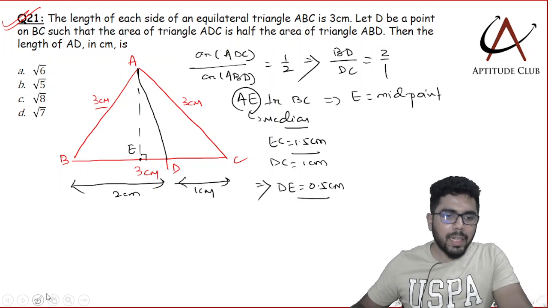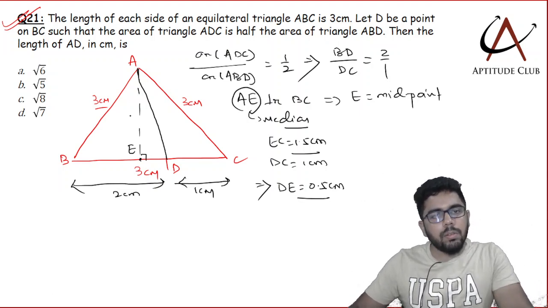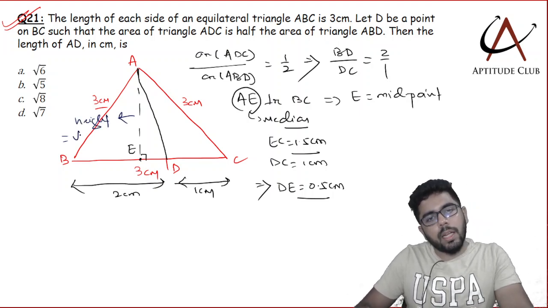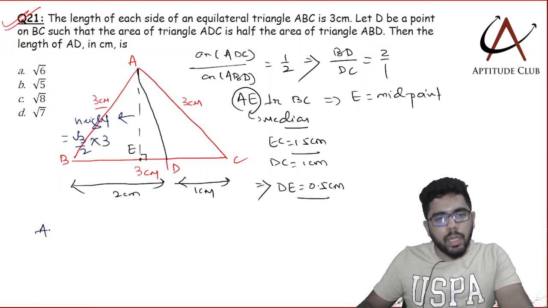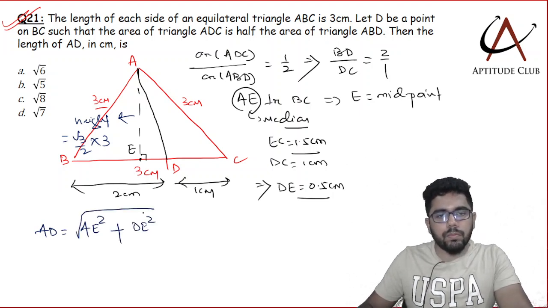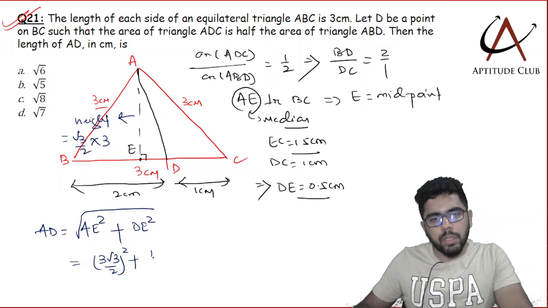So once you have that, then the question is easy. AE I can calculate. AE is the height of the equilateral triangle, and height is √3 by 2 times the side. So AD is the square root of AE square plus DE square. So (3√3 by 2) whole square plus 0.5, which is 1/2, whole square.